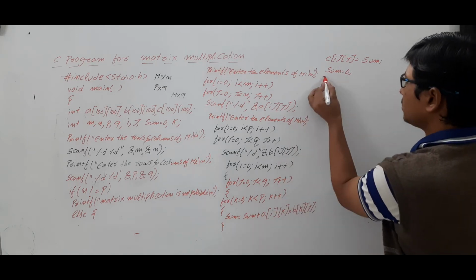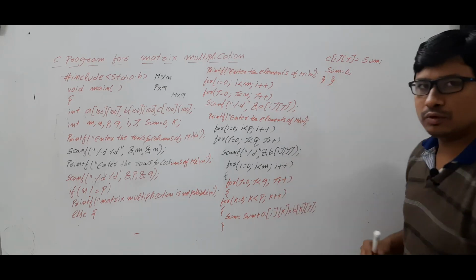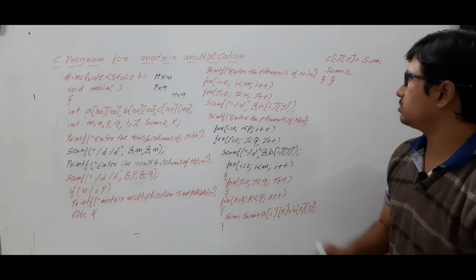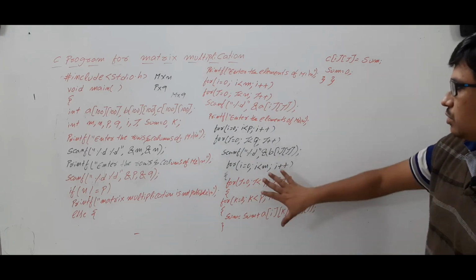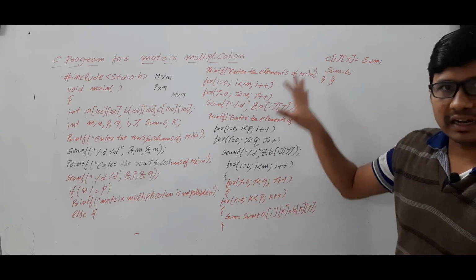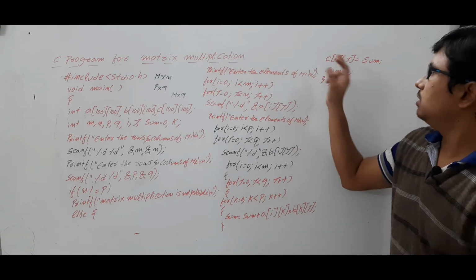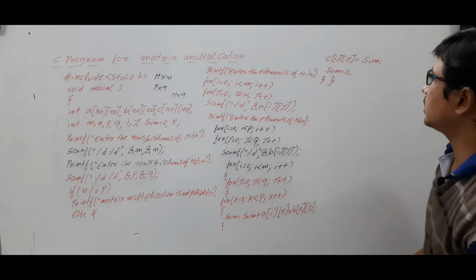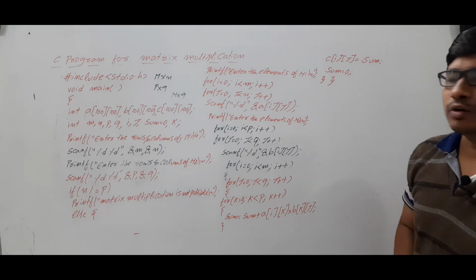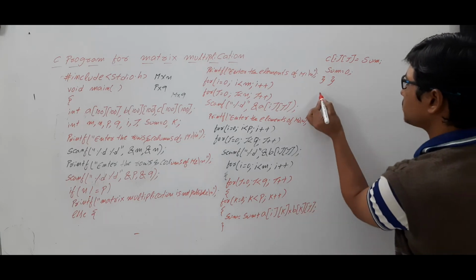Then you will close the matrix 2, means the loop 2 and this loop also. These two loops you have closed. So you know you got the matrix multiplication and the result is stored in the matrix C. Now you need to display the output to the user. So how you will display?